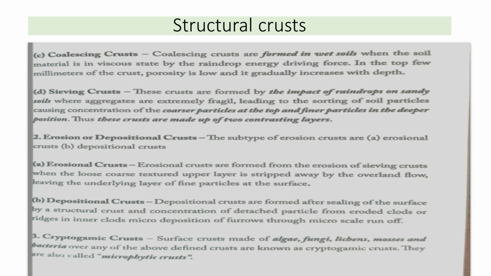Erosional crusts form when the loose surface layer is removed by overland flow, leaving fine particles exposed. Depositional crusts form after surface sealing and concentration of detached particles or microdepositions in furrows. Cryptogamic crusts are surface crusts made of algae, fungi, lichens, mosses, and bacteria. They are also known as microphytic crusts.